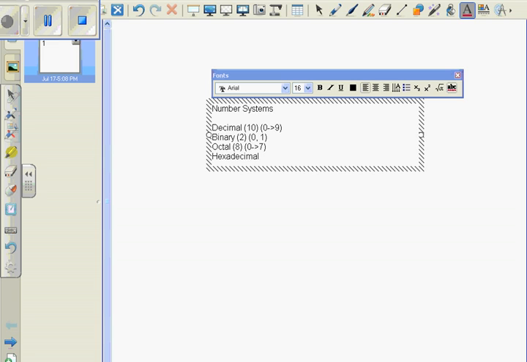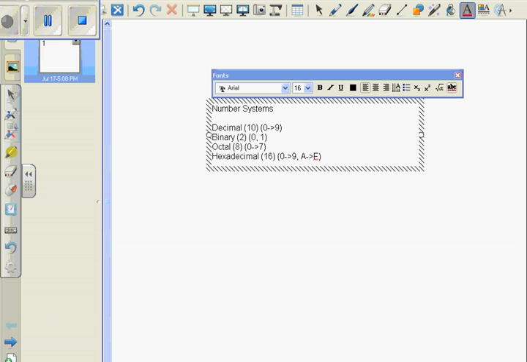Then we have the hexadecimal number system, which is 16 digits, and those numbers are 0 through 9, the first 10, and then we use the letters A through F to give us the rest of the 16. Now, octal and hexadecimal really become useful for us as electrical and computer engineers because they help us deal with the ones and zeros in binary to make it a little more human readable.